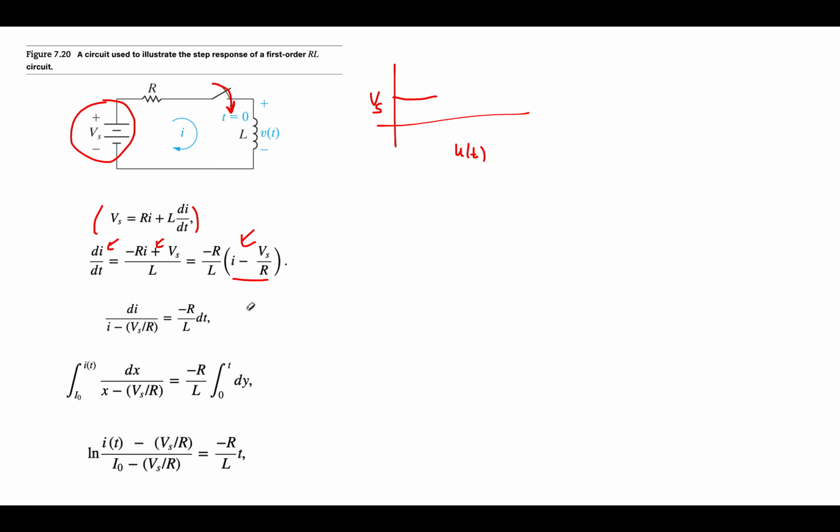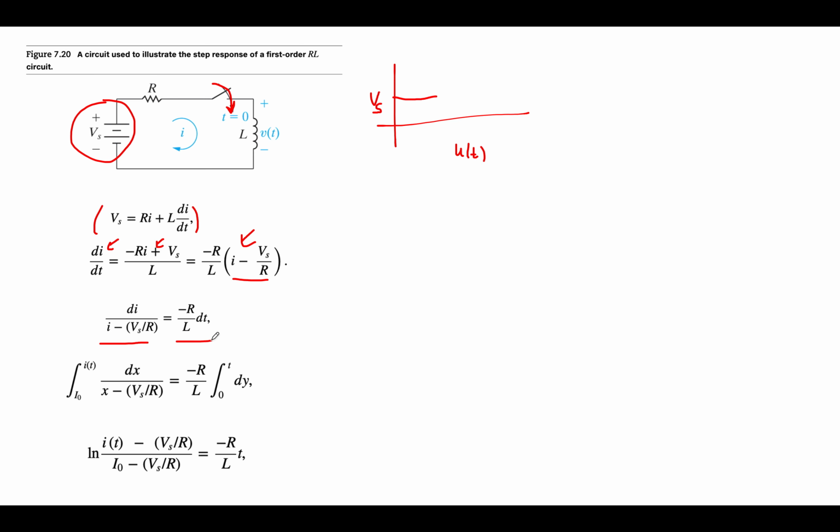Mark here. So we move this term in the parentheses to the left-hand side, and then we move the other term to the right-hand side. So at this point, no differential equations, really not even any calculus. We've just done some algebra so that we can get all of the i's on one side and all of the t's on the other.